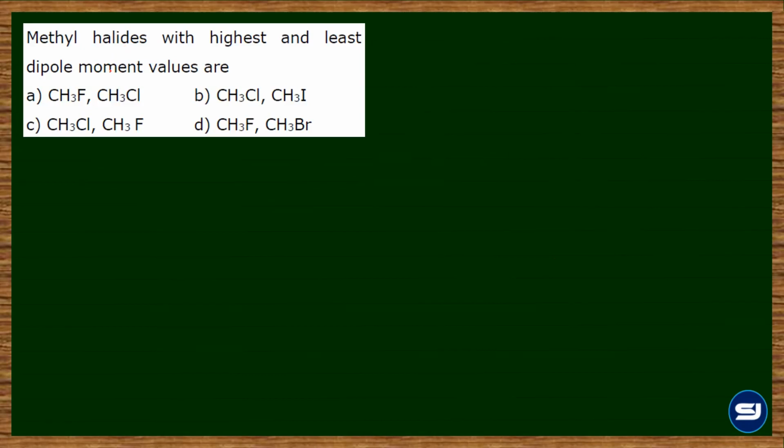Methyl halides with the highest and least dipole moment values are... Now, the dipole moment values for the alkyl halides decrease in the order chloride, fluoride, bromide, and iodide. It is not in the order of fluoride, chloride, bromide, iodide. It's the exceptional order due to the large size of the chlorine, and that's why chloride has the highest dipole moment and iodide has the least. Answer will be option B.